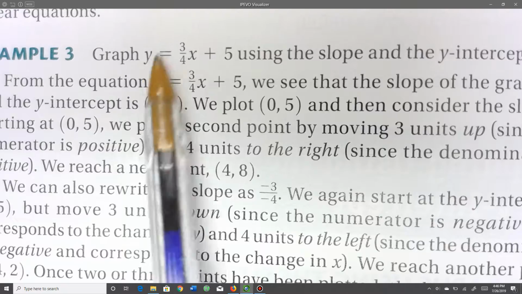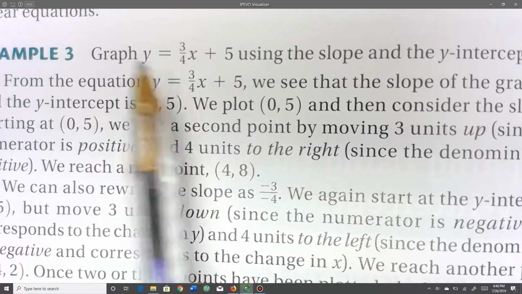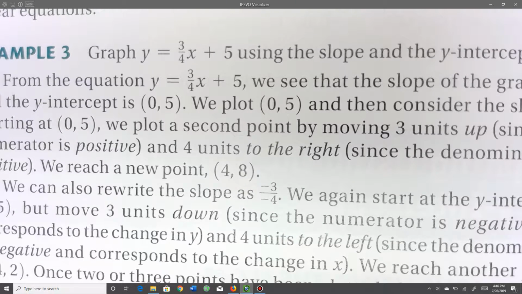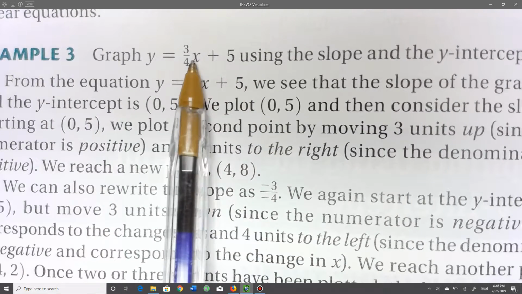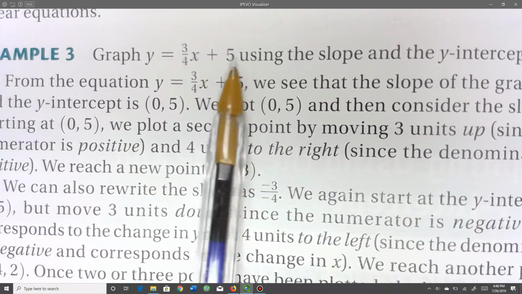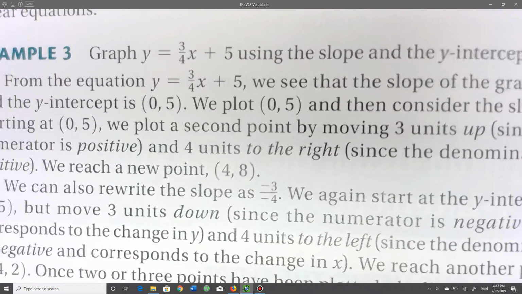They gave me an equation now, okay, in slope-intercept form. Okay, slope-intercept form. I can do that. I can plot a point from that, because I know that I have a slope and an intercept. In other words, my y-intercept, which I can plot really easily.